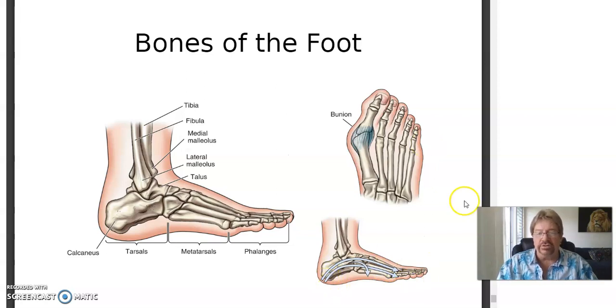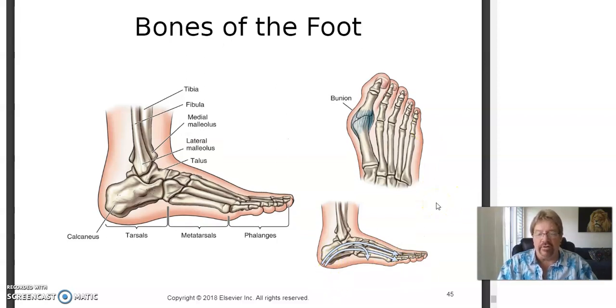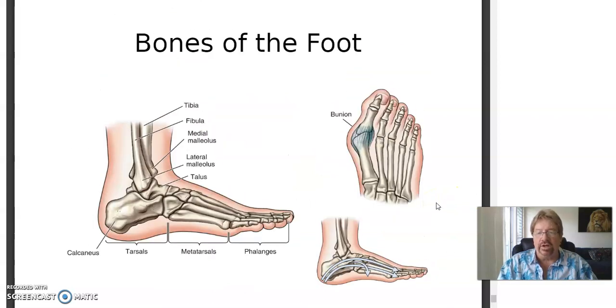Okay, we should have arches in our feet. If you don't, it's called flat feet or falling arches. You want to know if you've got a good arch? Get your feet wet and step on concrete and see if it makes that nice footprint where it comes in, it's good. If it's just like a blob, you have fallen arches.